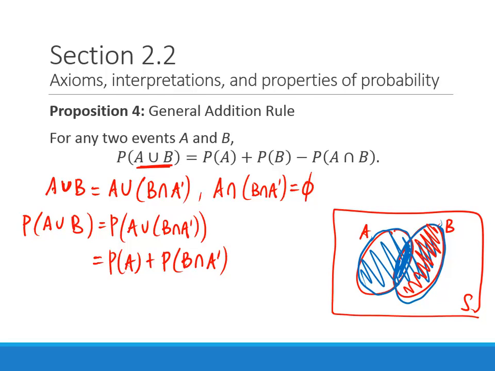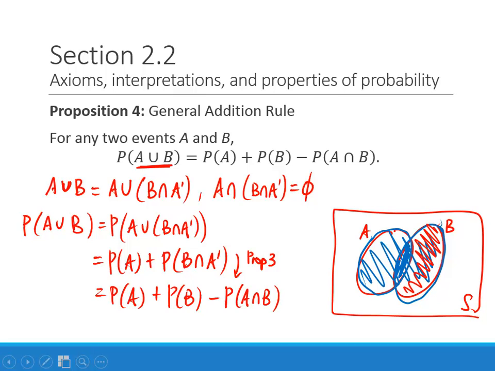And now I can use proposition 3 to change the last thing on that. So again, this is the probability of A, but to go from here to here is proposition 3. This is equal to the probability of B minus the probability of A intersect B. So kind of piecing together some rules here to give us general rules that we'll want to use.